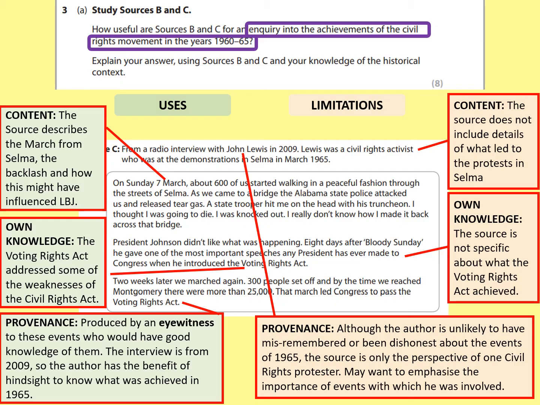So what I'm going to say about the provenance is that although the author is unlikely to have misremembered or been dishonest about the events of 1965, at least in this case, the source is only the perspective of one civil rights protester. He also may want to emphasise the importance of events with which he was personally involved.